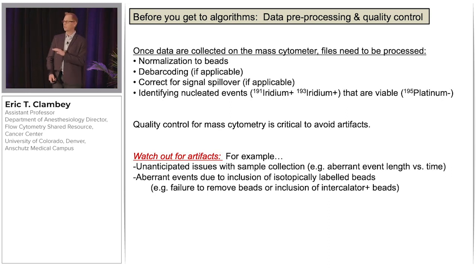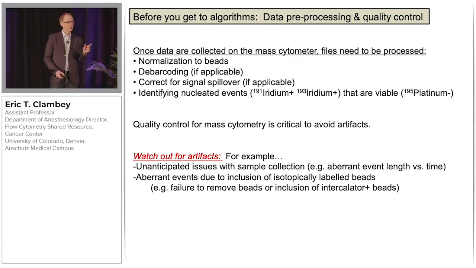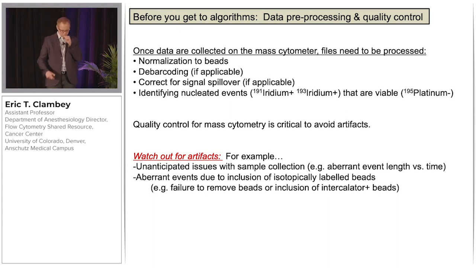Now, quality control is essential for downstream robust CyTOF data analysis. And there are many places in which there can be artifacts introduced. For example, if there is a clog in your sample collection line, this can result in highly aberrant events surrounding that clog event. And so if you visualize event length versus time, and you see a break in your collection and aberrant event length, this is a warning.